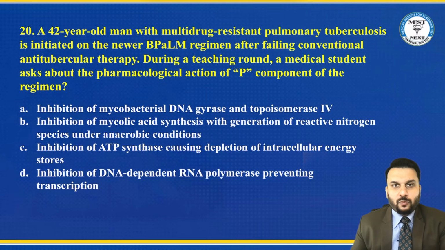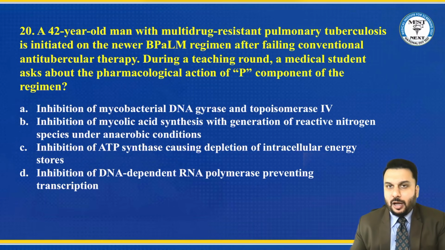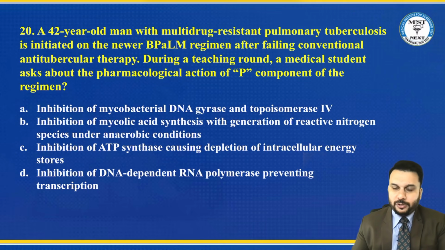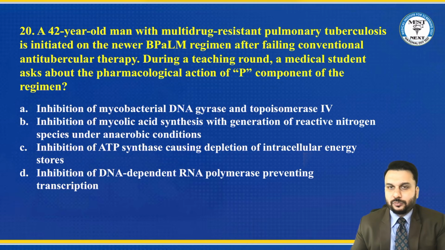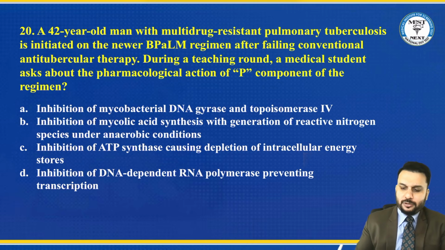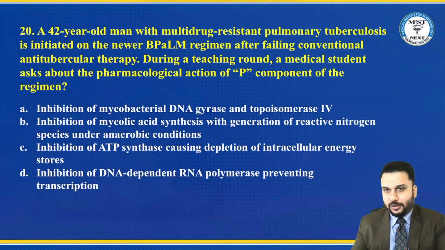A 42-year-old man with multiple drug-resistant pulmonary TB is initiated on the newer BPaLM regimen after failing the conventional antitubercular therapy. During a teaching round, a medical student asks about the pharmacological action of the P component of the regimen. What is that? First, you guys try solving that.